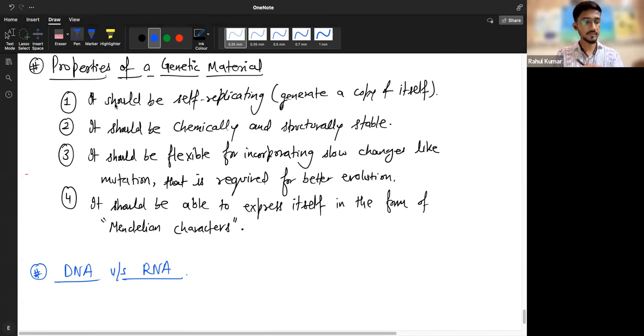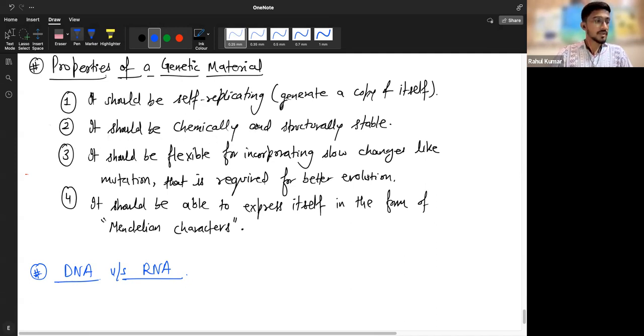So protein fails right here at the first step. That's where scientists no longer believe that it could be protein. And anyway, Hershey and Chase gave the unequivocal proof that it's not protein, it's the DNA. But now the debate is between DNA and RNA, which is better as a genetic material. So both are self-replicating. That's okay.